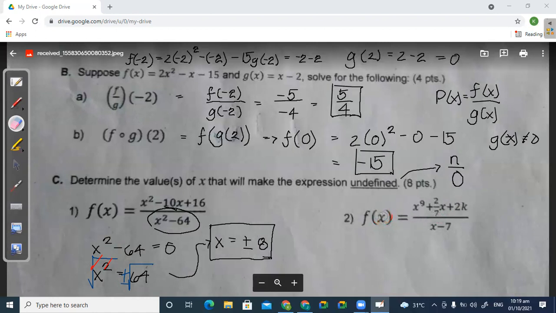So ibig sabihin, simply equate this to 0: x minus 7 equals 0 and hence x equals 7. Kasi pag 7 minus 7 making 0, the whole function is undefined. And that's it. Have you learned something?